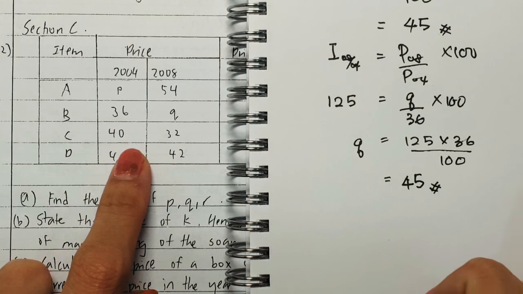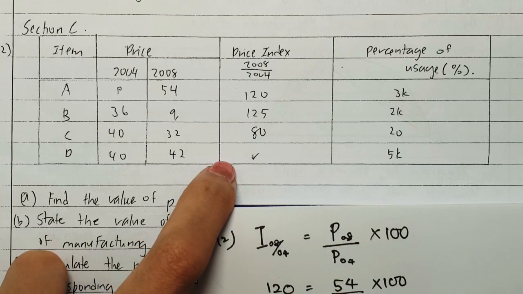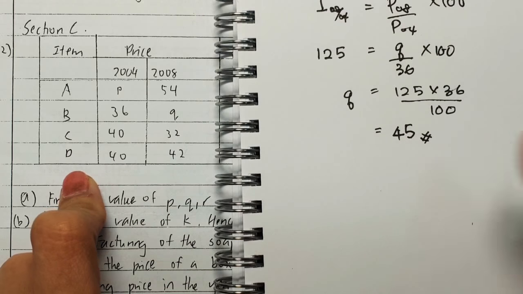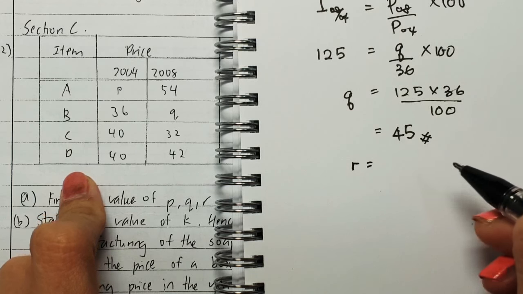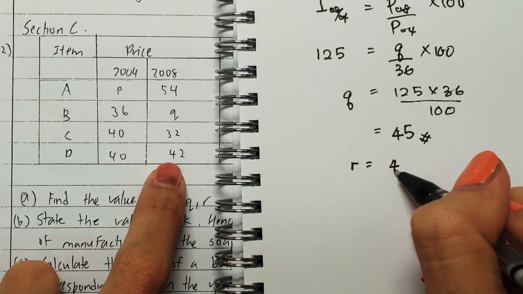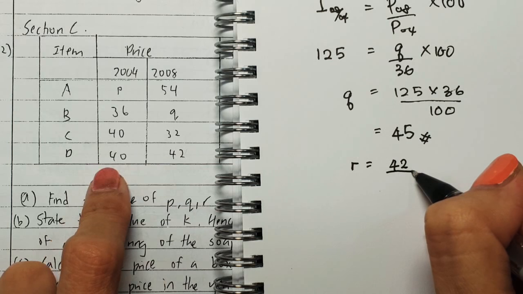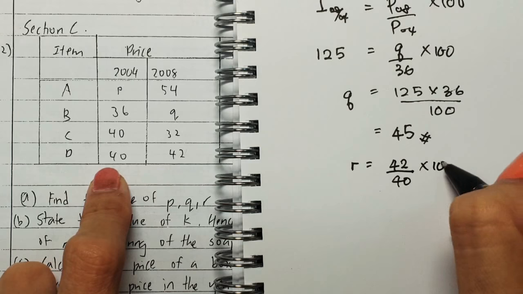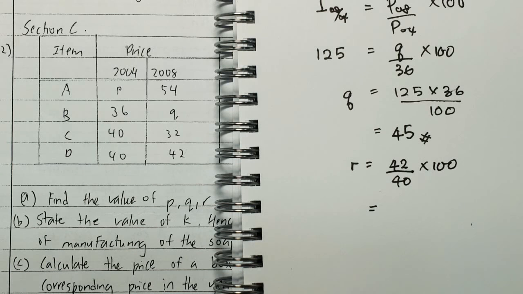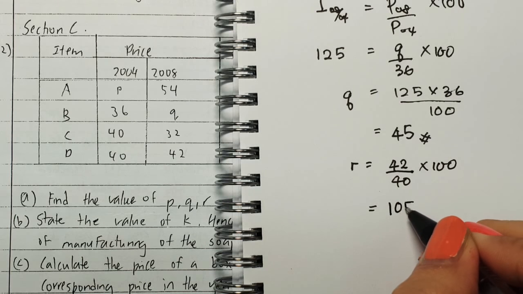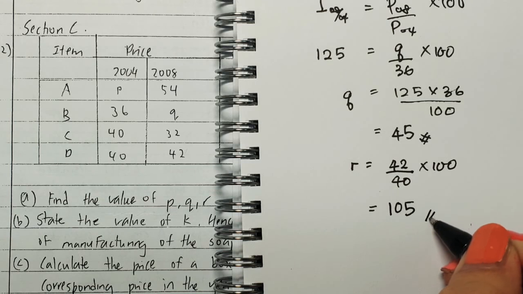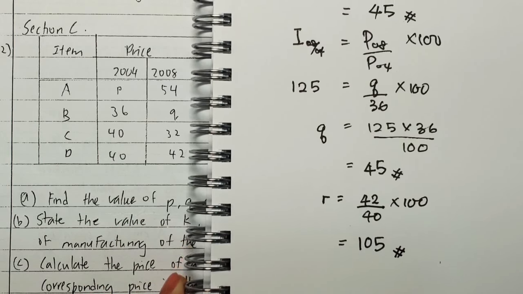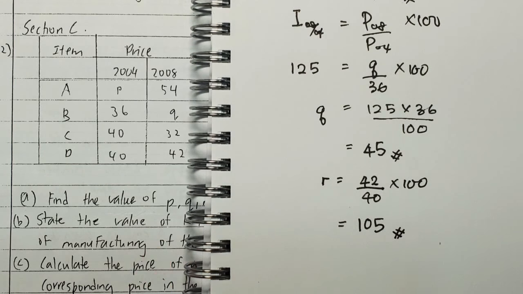All right, next, the R. Where's the R? R is the price index for D. So, to find the R, it will be the price in 2008 over the price in 2004 and then times 100. That is the formula. So, let's use the calculator. We will have 42 times 2.5. And we get 105. So our price index, which is R, is 105. So we have just found our P, Q, and R. That is part A.